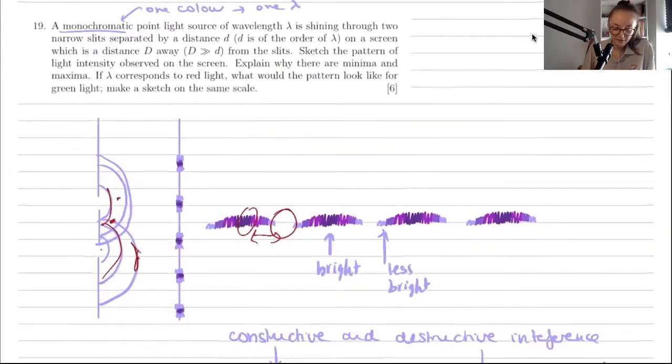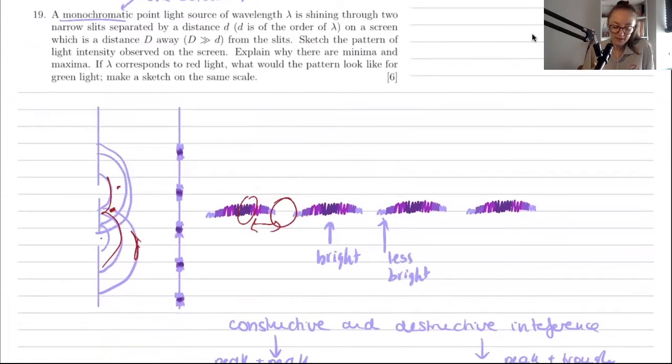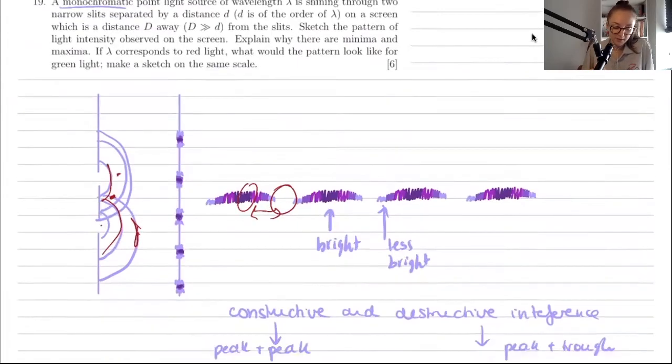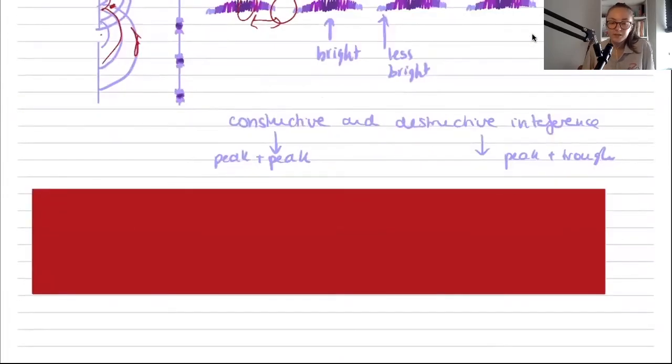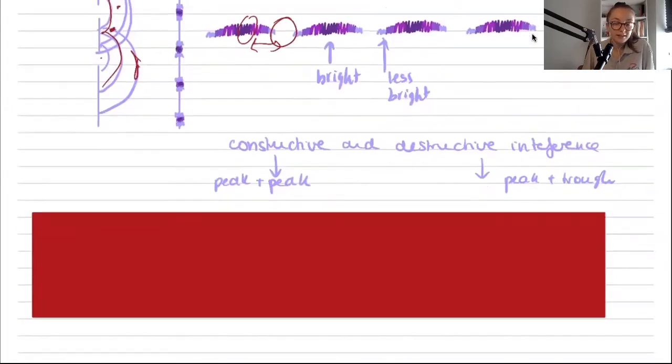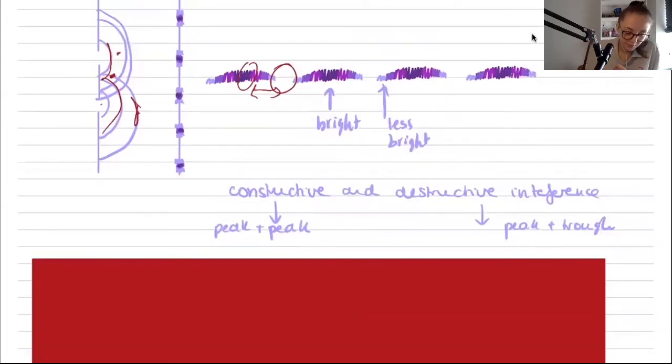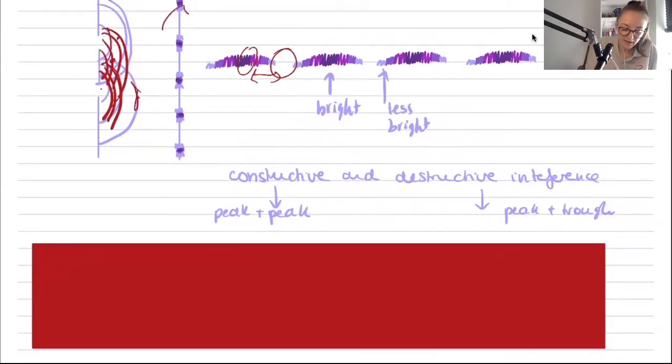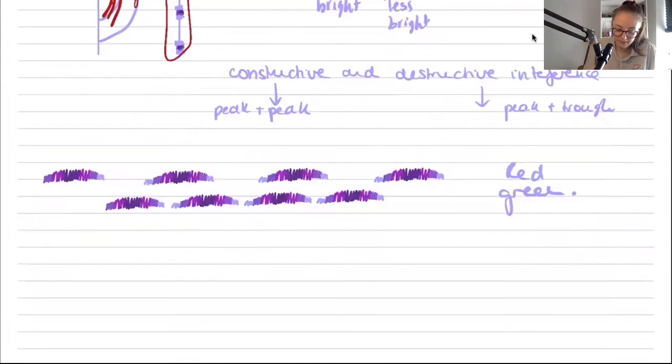So next they say, if this corresponded to a red light, what would the pattern look like for a green light, sketched on the same scale? So red light has a longer wavelength than green light. For a shorter wavelength, it would mean that we have more of these peaks closer together. So that means that these bands will occur closer together.